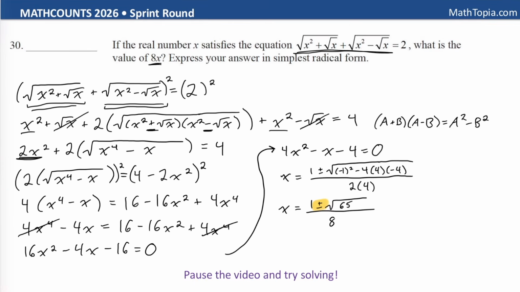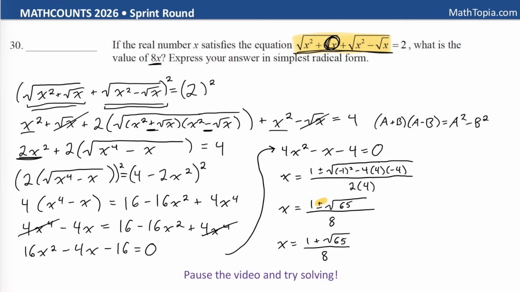Now it's helpful to look back into our original equation up here. We have the square root of x. And in order to take the square root of a number, it has to be positive. And if we were to use 1 minus the square root of 65 over 8, that would be a negative number. And we can't take the square root of a negative number, so we have to choose our positive option. So x equals 1 plus the square root of 65 over 8.